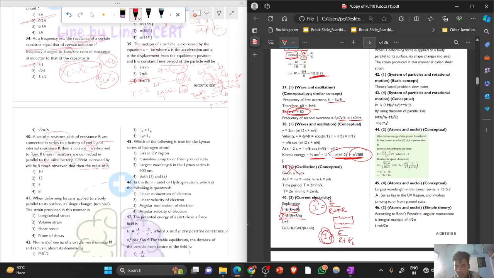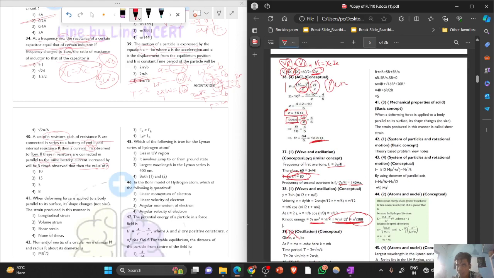And it is saying that the parallel current will be 5 times the series current. From here you get the value of n. Just solve and get the value of n. Solving it, n will come out to be 5. Option third will be your correct answer.